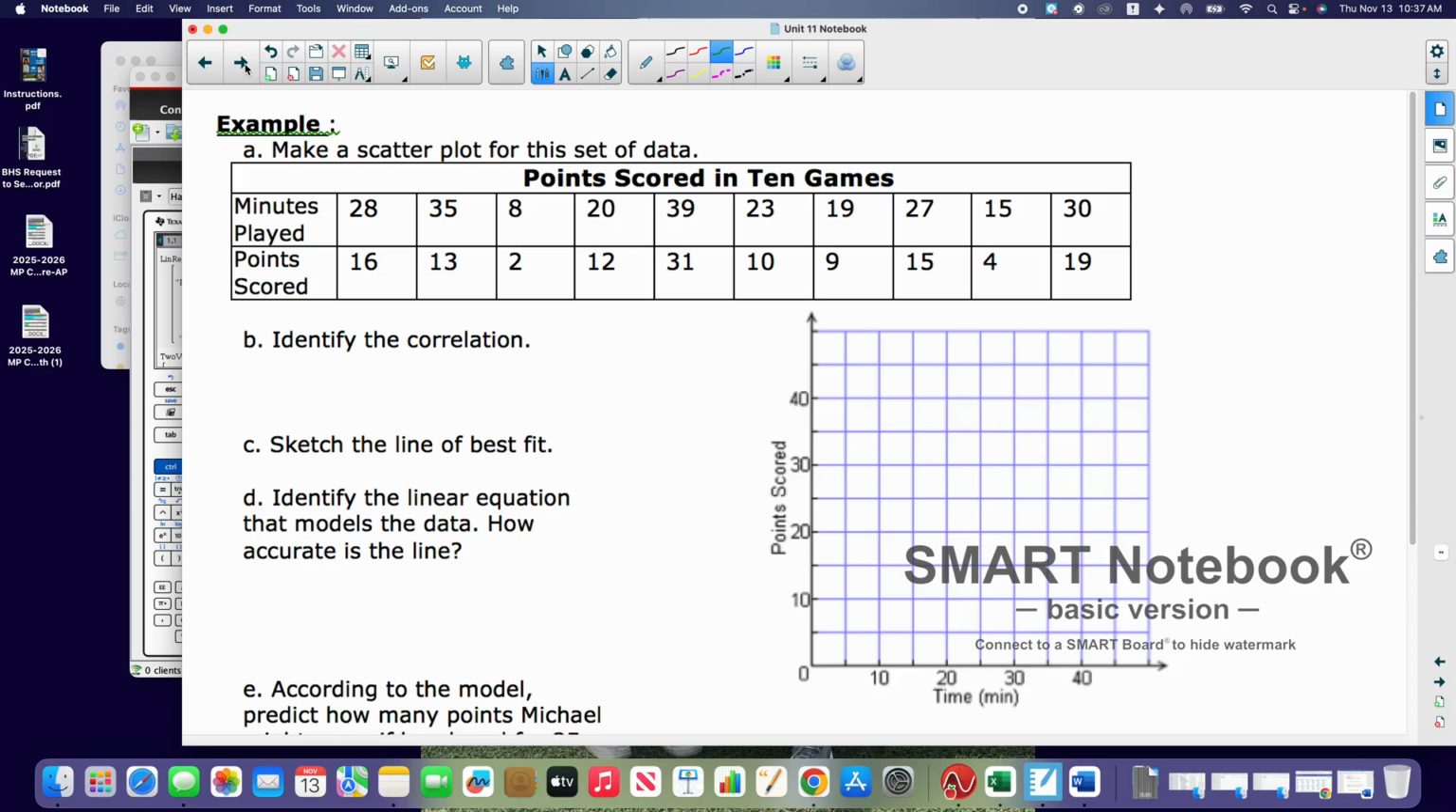So here's what I'd like you to do first. I've given you some minutes played, and I've given you the points that were scored. I want you to go take these and put these on your graph. All right, so go and plot them. So we're doing a scatter plot by hand now, not in the calculator. So go and take those and put those on your graph. So graph your scatter plots.